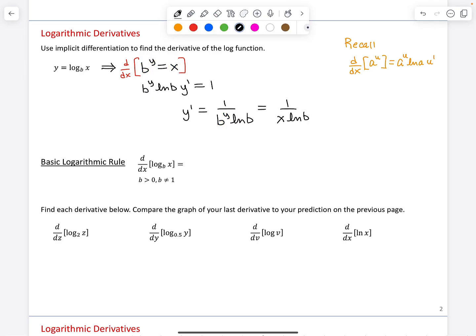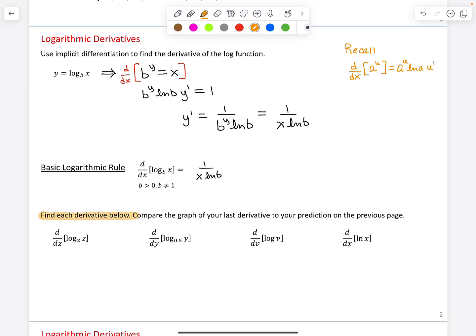Okay, summarizing what we just discovered, the derivative with respect to x of log base b of x is given by 1 over x times the natural log of that base b. Of course, remember that we do have restrictions on what the base can be. The base has to be positive, but not 1.